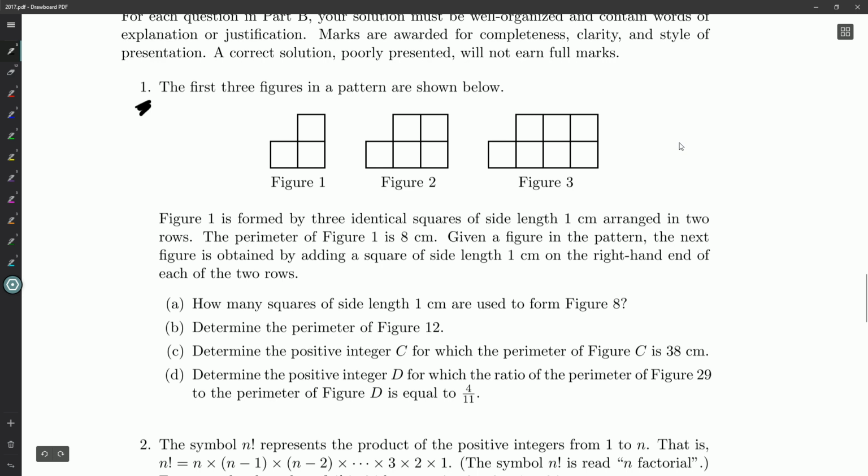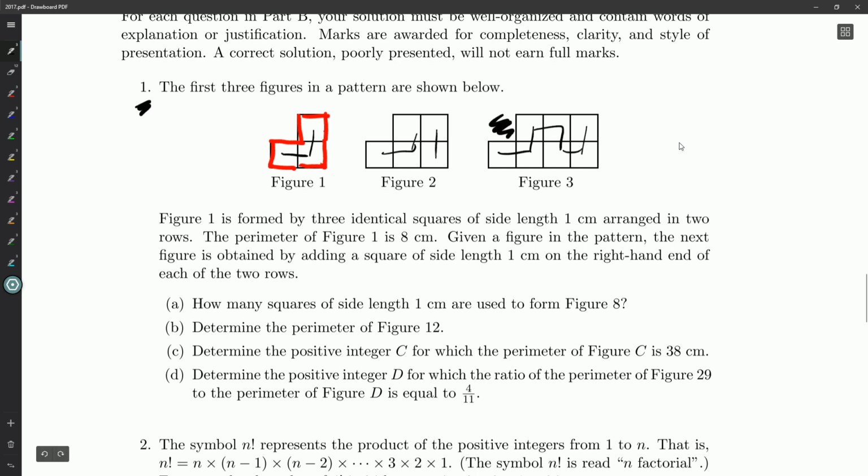The first three figures in a pattern are shown below. So three of them, then we've got five of them, and seven of them. So it's basically a 2 by something with the upper corner missing. Figure 1 is formed by three identical squares of side length 1 arranged in 2 rows. The perimeter of this figure is 8. Let's see if that's true. 1, 2, 3, 4, 5, 6, 7, 8. Oh, wow, it looks like they know what they're doing on these math contests.